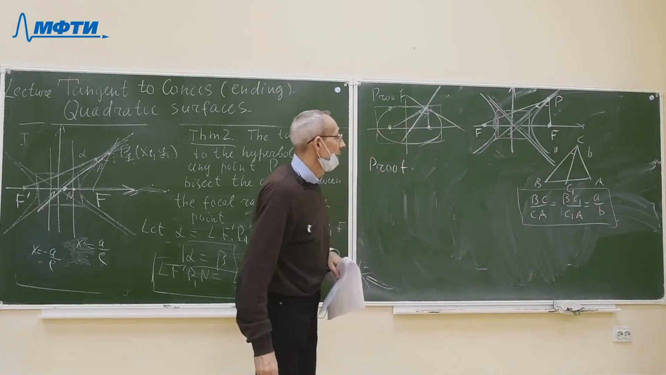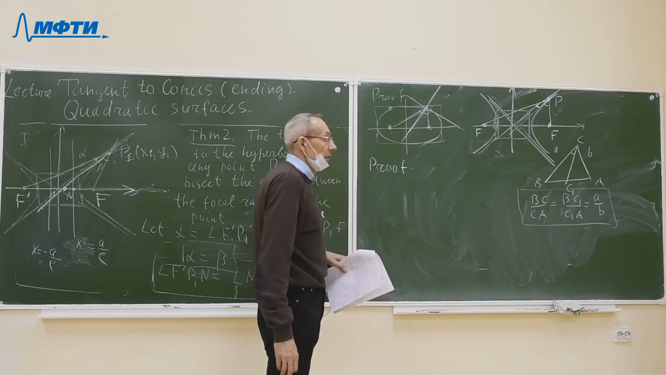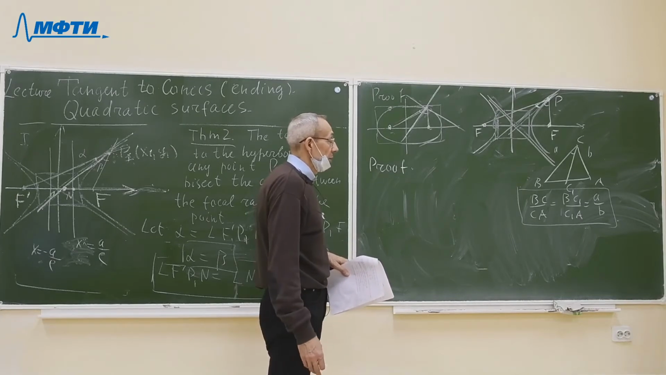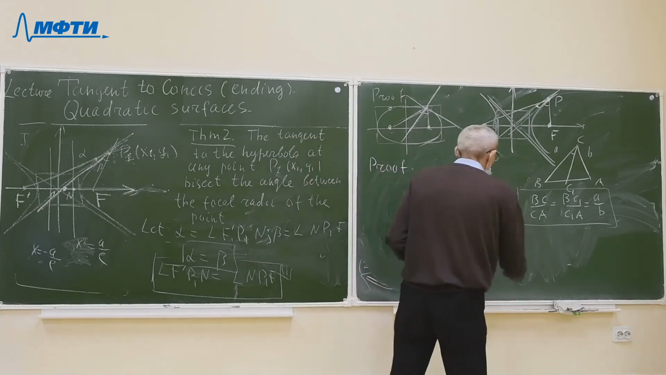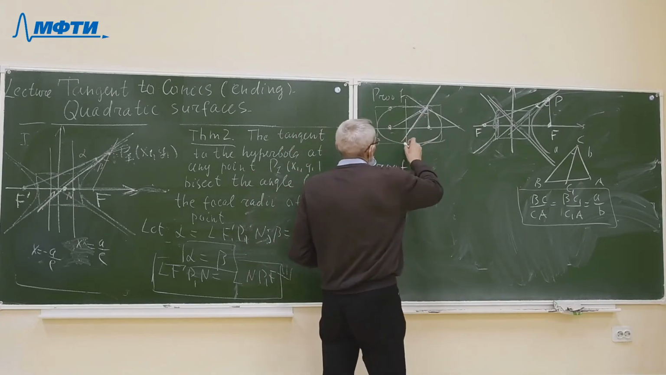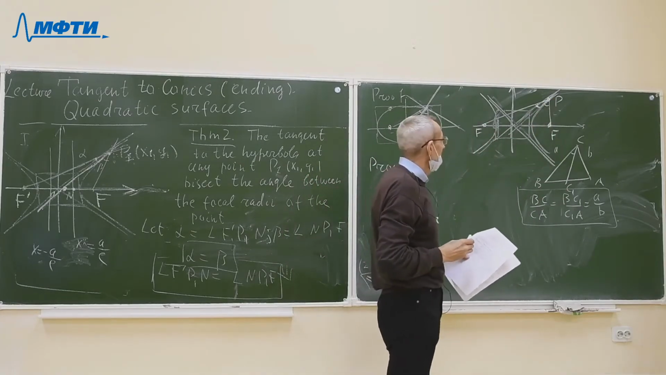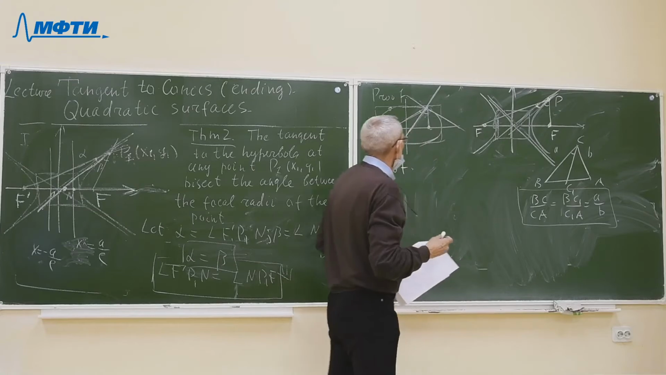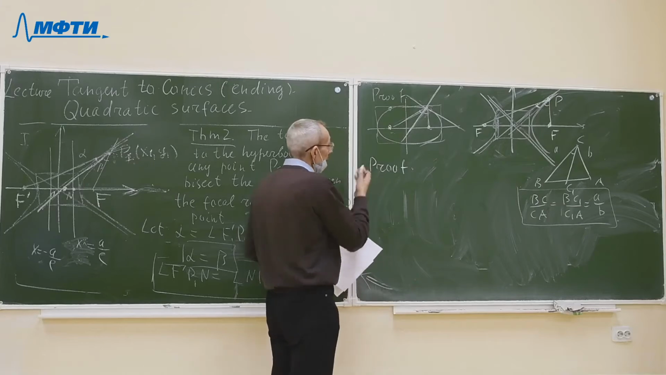We have the following property from elementary geometry, which can be easily deduced from the cosine theorem. And we will use this property for proving the fact that this tangent straight line bisects the angle between the focal radii. We have the same idea as in the previous case of the ellipse.